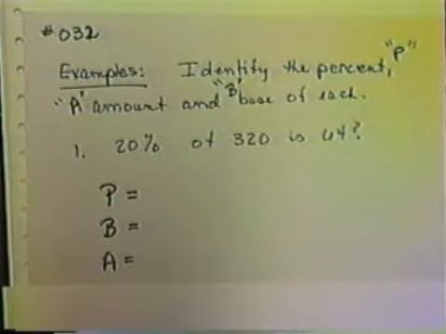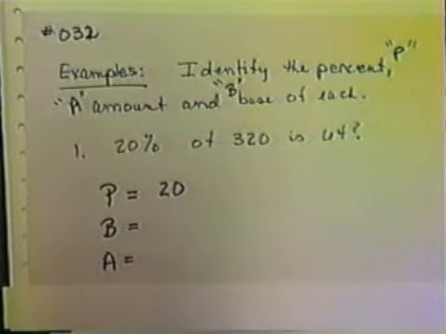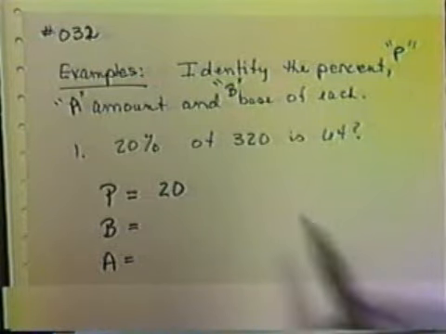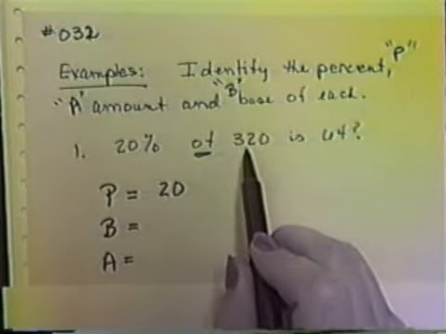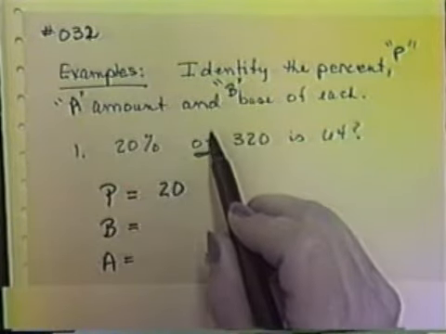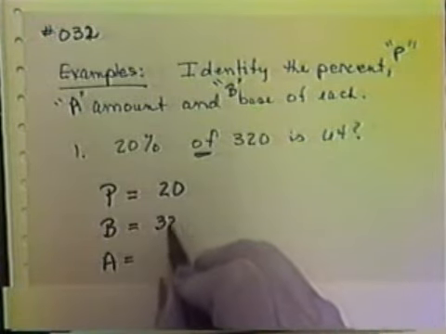The percent is usually the easiest one to find. In this one it says 20%, so the percent must be 20. The base is what we're taking the percent of. Now we're taking the percent of 320, and notice that 320 is directly after the word of. So that means 320 is our base.